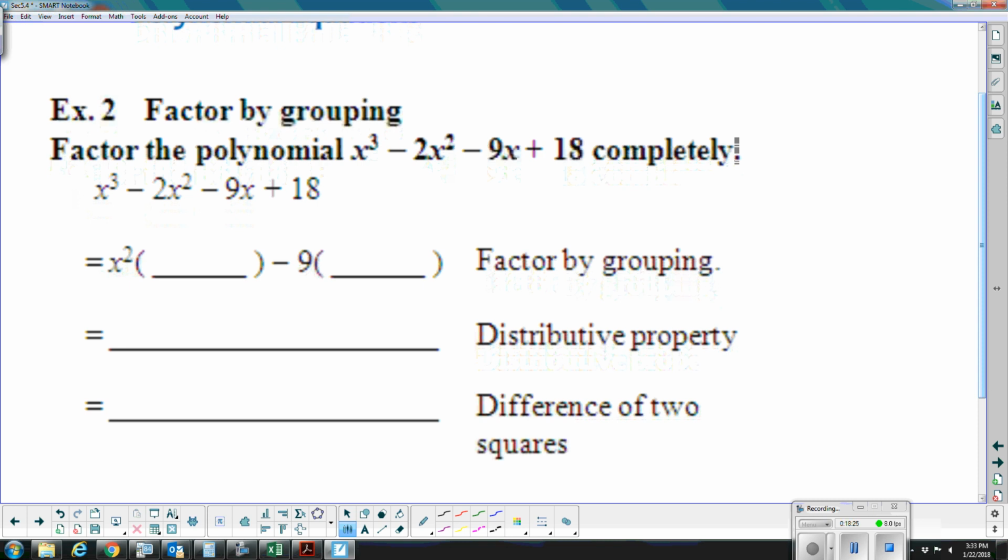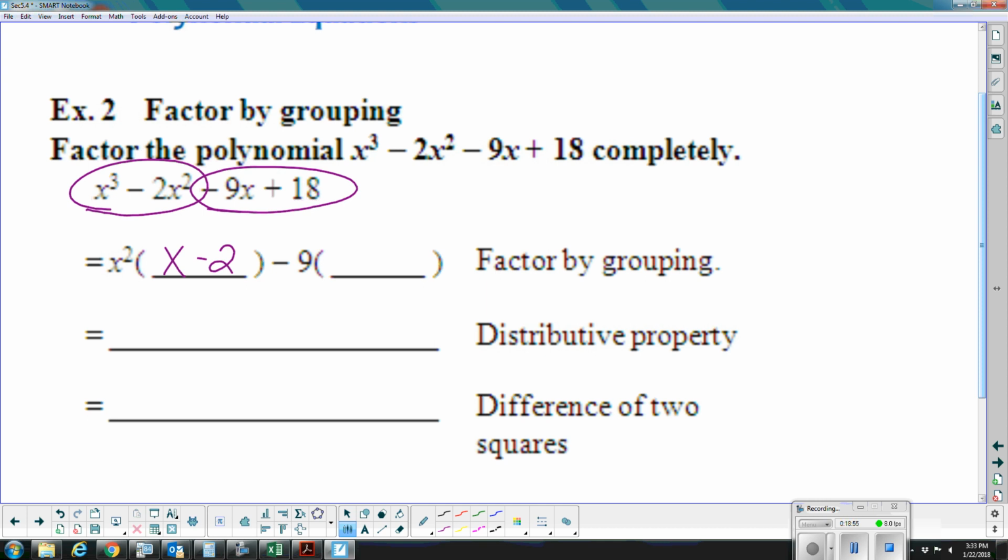So this is a relatively new concept, and you're going to group two terms together that have common monomials. So in this first group, we've got x cubed minus 2x squared. We're going to group these two together because they both have an x squared term. And we're going to group those two together because you can factor 9 from both of those. So in the first group, let's factor out x squared. So we're left with x minus 2.